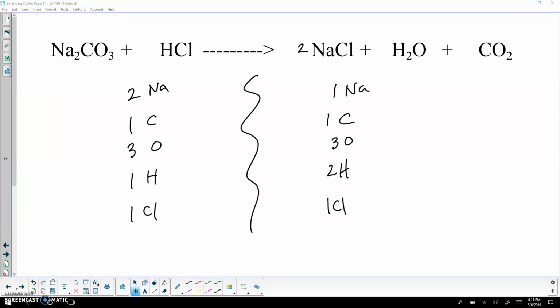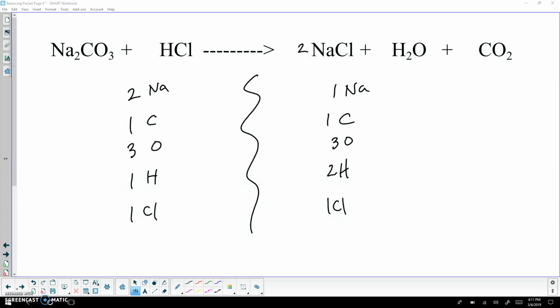Okay, the video cuts off after 15 minutes, so we're going to continue on. This is starting on, I think, number 48 on the last page of the balancing packet, so page 4. I think we were at this part when we got cut off.